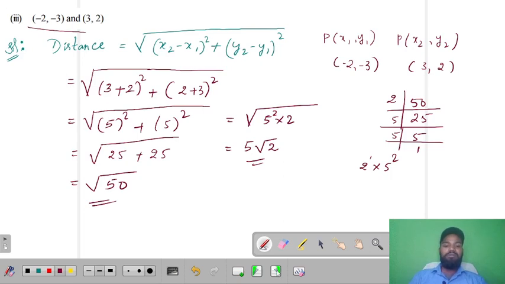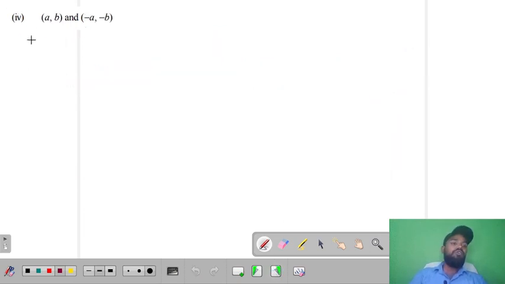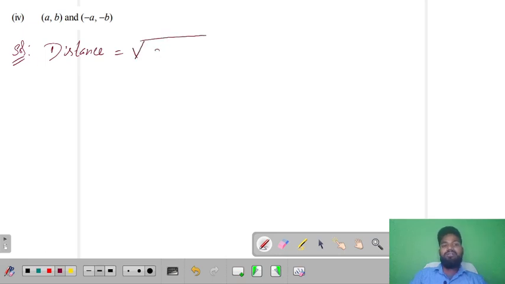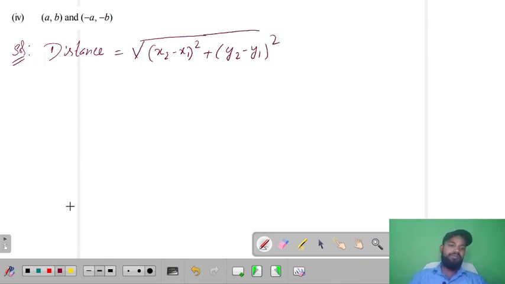So moving to the next problem. What is the fourth problem here? The points are a comma b and minus a comma b. These are the 2 points given. Don't get confused here. We know the standard distance formula: distance equals the square root of x2 minus x1 whole square plus y2 minus y1 whole square.